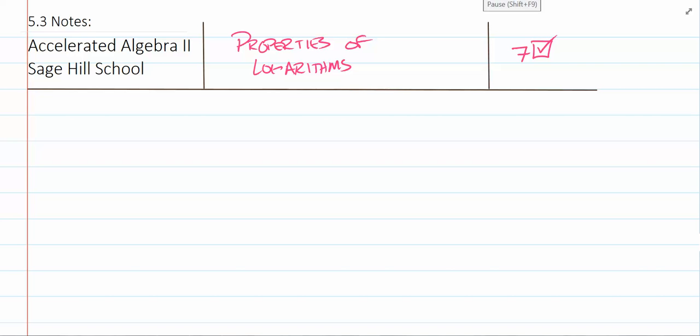Section 5.3, we are talking properties of logs. Say there are 7 boxes. You need your calculator for sure. All right, you guys ready to go?